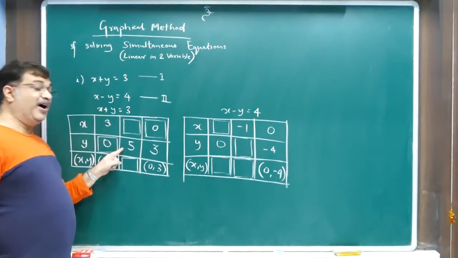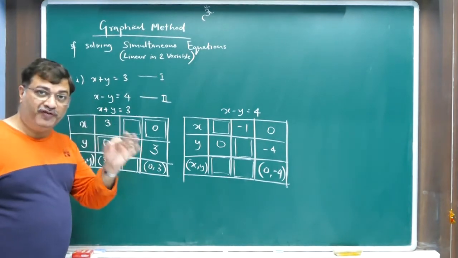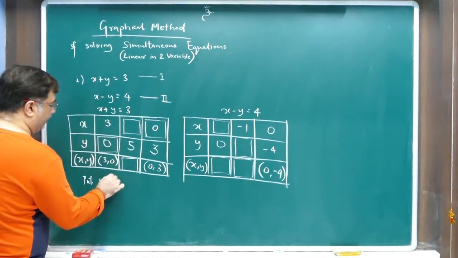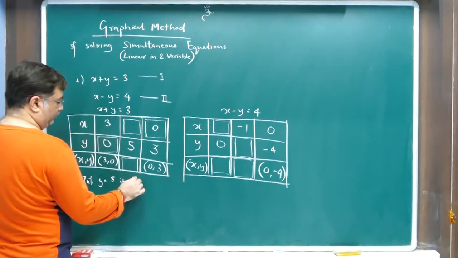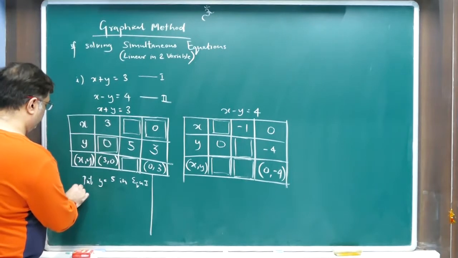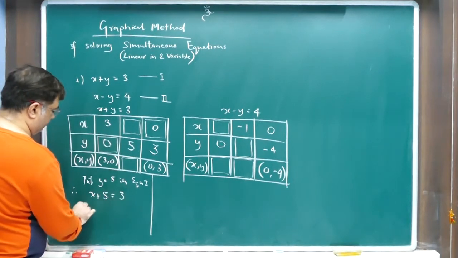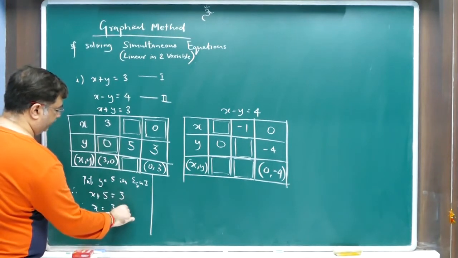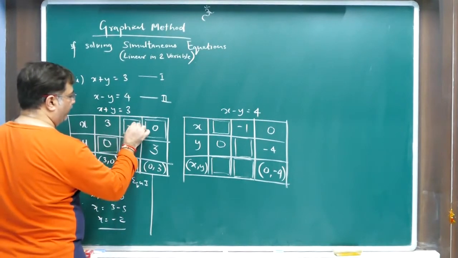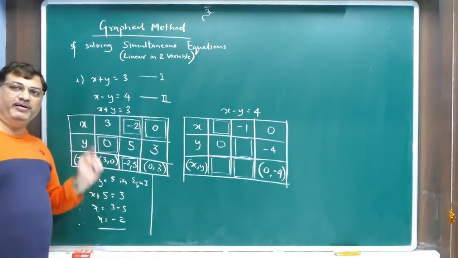Now here they have given y value as 5. They have not given us x, so you actually have to find it. Let's see how to find it. We will put y equal to 5 in equation 1. So x plus 5 is equal to 3, therefore x is equal to 3 minus 5, therefore x is equal to minus 2. So here it will be minus 2 comma 5. That completes the table.